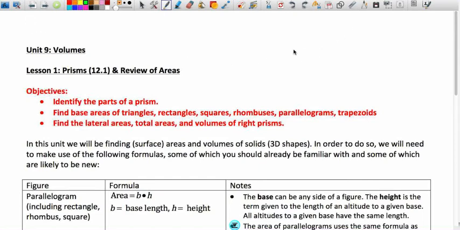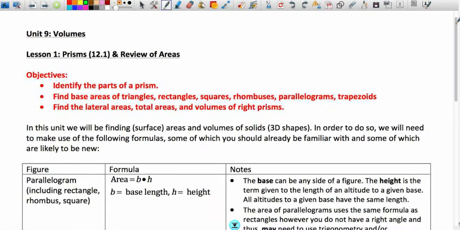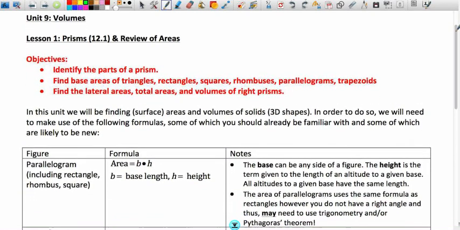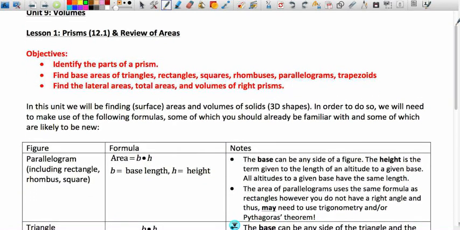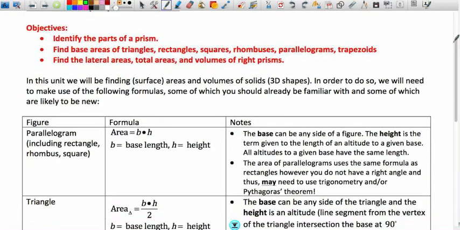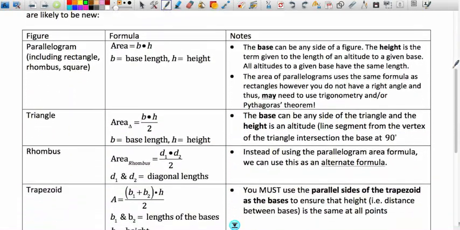Okay, welcome to our new unit on volumes. We're going to begin with a lesson on prisms, and this is going to include a quick review of some areas. Some of this will be a review, or some of it will be new to you.